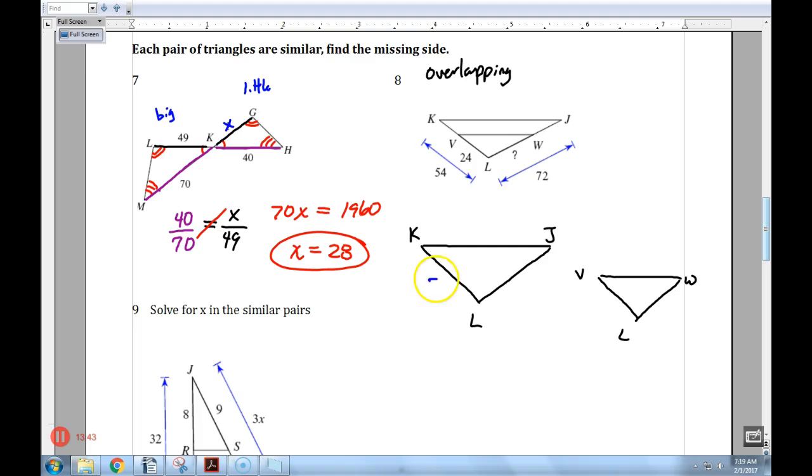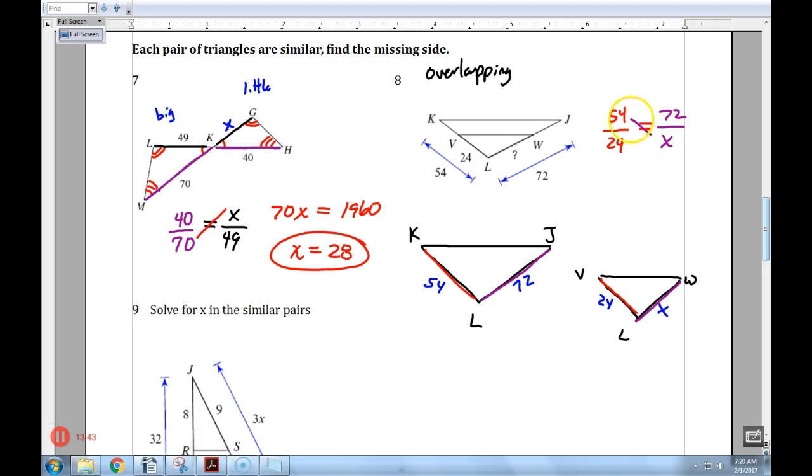So what do I have here? From K to L is 54. From L to J is 72. And then on the smaller shape, I have 24. And I have X. So let's set this one up. Sizes are in proportion, so I have the 54 and the 24. Maybe this one I'll do big over little. Big over small. And then the key is I just got to do big over small again. So the other side I have big over small.